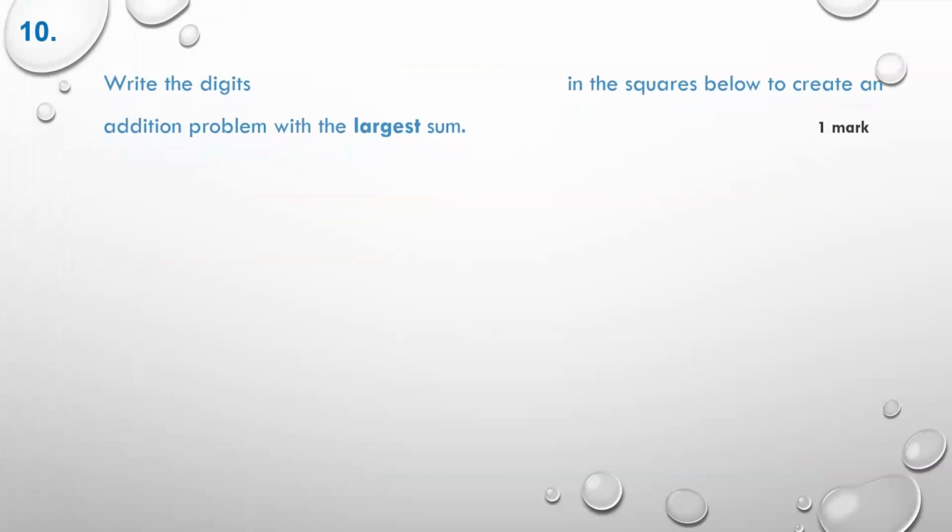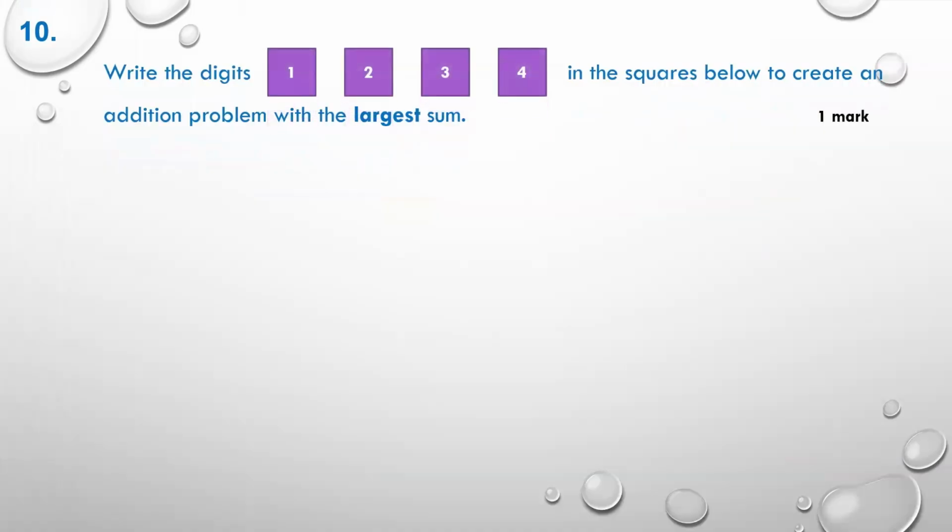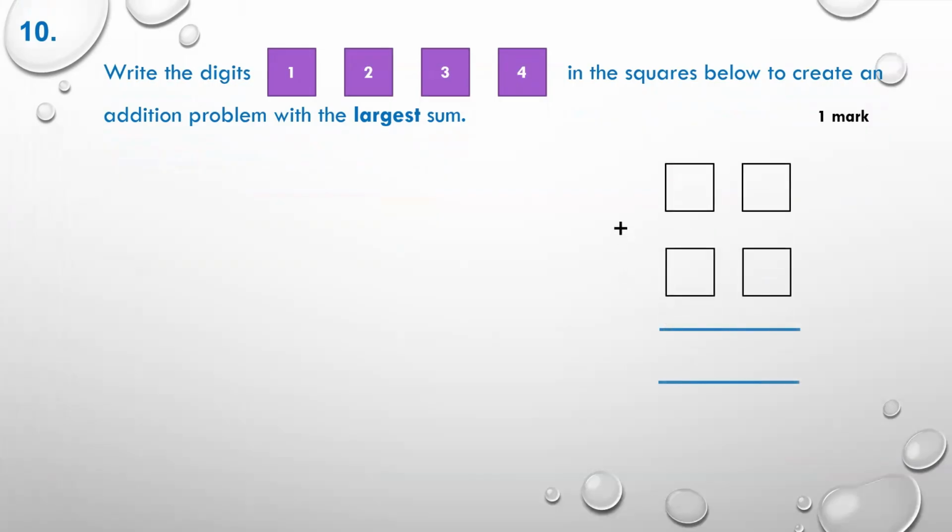Let's go on to number 10, where in that question, they're giving us the idea that we're going to write the digits 1, 2, 3, and 4, those 4 digits, in the squares below to create an addition problem with the largest possible sum. So if we have to do that, how do we manipulate it? If we think about place value, then there are only 1s and 10s. So 1, 2, 3, and 4 must fit in there in a way to give us our biggest possible sum.